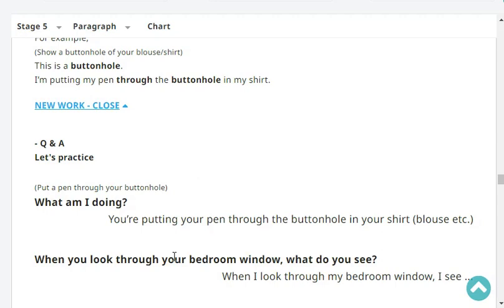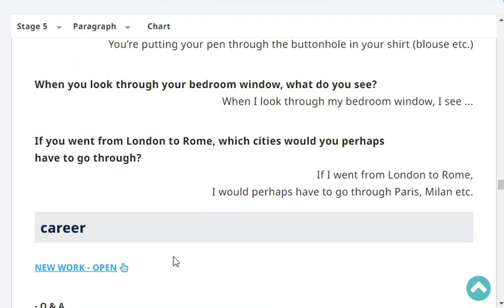When you look through your bedroom window, what do you see? When I look through my bedroom window, I see some trees. Very good. If you went from London to Rome, which cities would you perhaps have to go through?